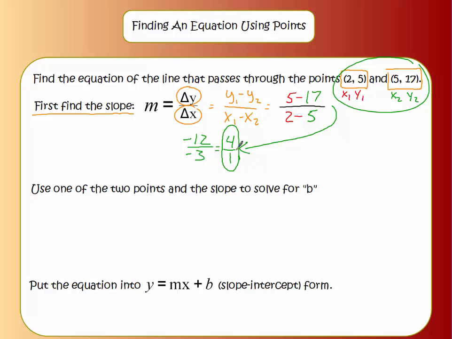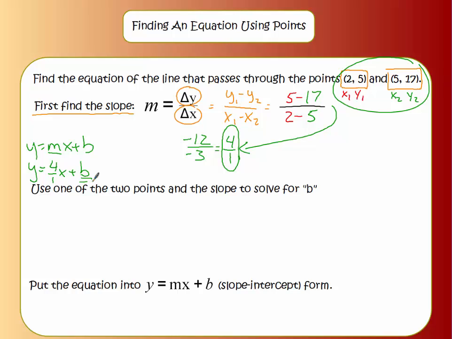All right, so now what do I do with that? Well, I know a piece of this, right? So remember, I'm going after the slope-intercept form of a line. So we have y equals mx plus b, and I just found the m. Okay, so right now I'm looking at y equals 4 over 1x plus b. I still need to find that b.